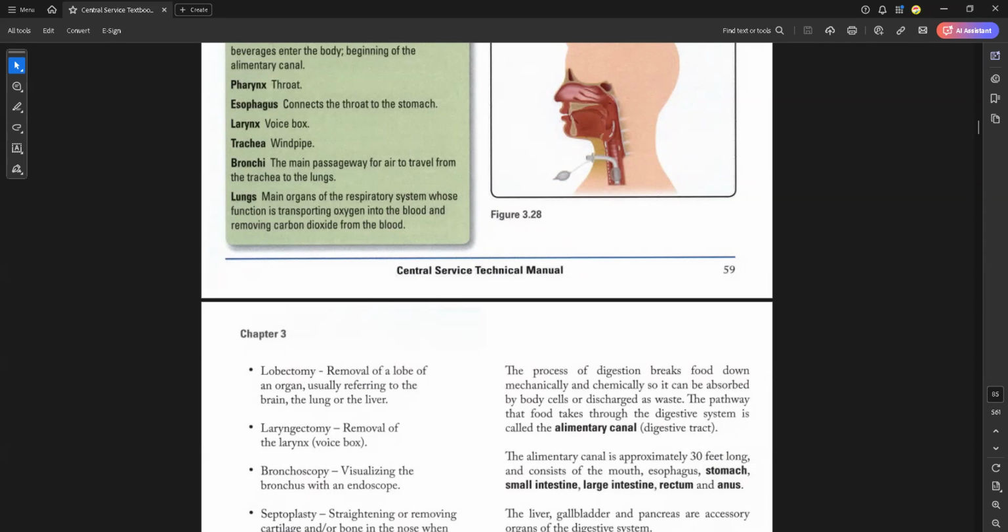And that's very long. You might think it's not long, but trust me, the small intestines are very long. The alimentary canal is approximately 30 feet long and consists of the mouth, esophagus, stomach, small intestine, large intestine, rectum, and then the anus. So the pathway right from the mouth to the anus, that's the alimentary canal, about 30 feet long.